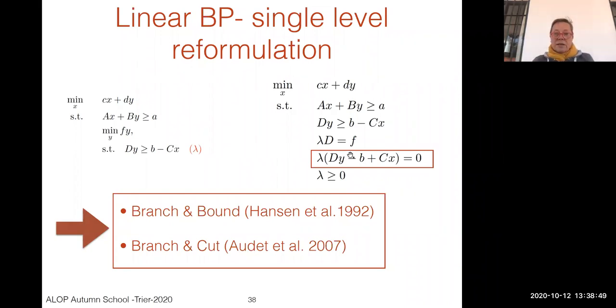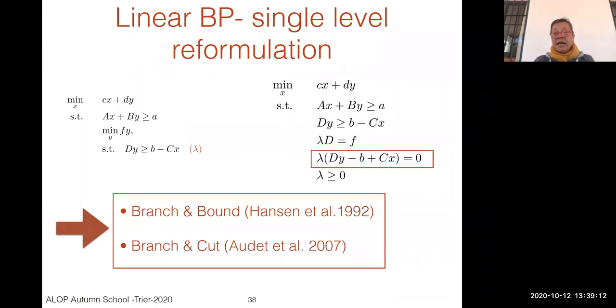And now, the idea is the following. This has been proposed by Hansen et al. in '92, which is to develop a branch and bound for solving this problem by branching on those constraints.